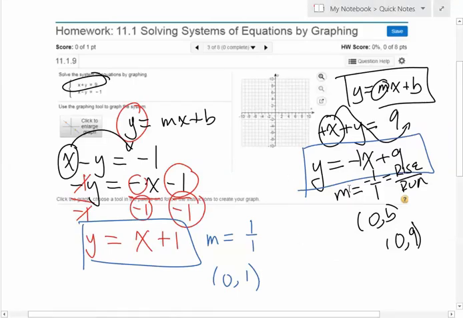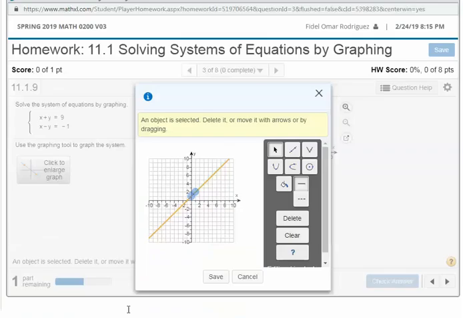Now, let me take a look at my second line. Here's my second line. So my y-intercept is (0, 9). That's going to be my starting point. So I'm going to come back over here, (0, 9) right there, and my slope is a negative 1 over a positive 1, so I'm going to go down 1 and over 1, boom, right there.